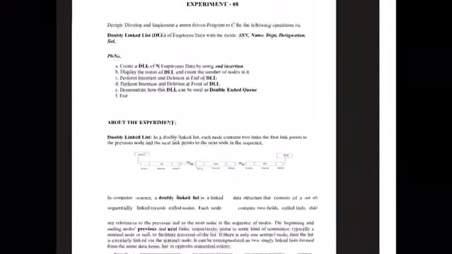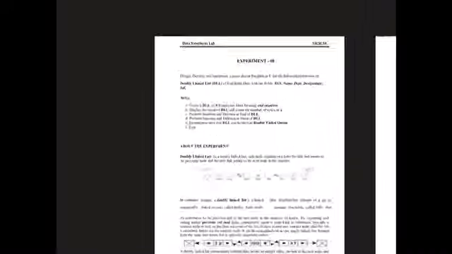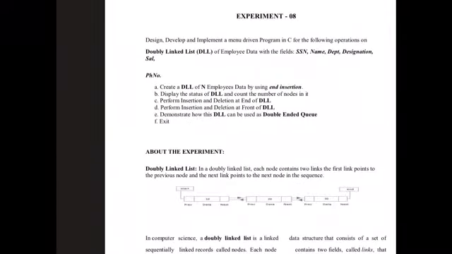A doubly ended queue node contains three things: one is information, another is the previous link, and another is the next link. In the data part you have SSN, name, department, designation, salary, and phone number. That is 6 split-ups of the data. Along with that you have previous and next, so that is 8 fields in one individual node.